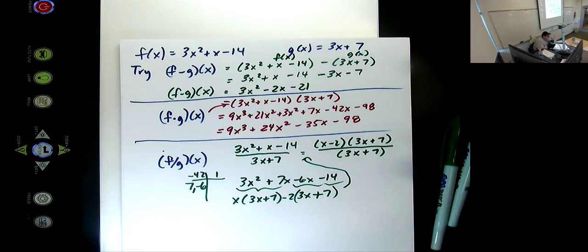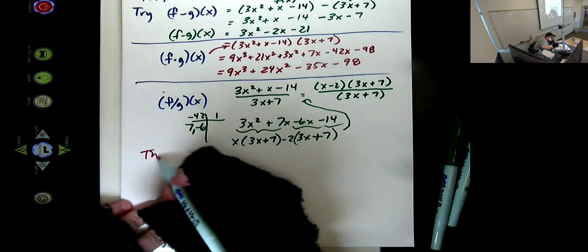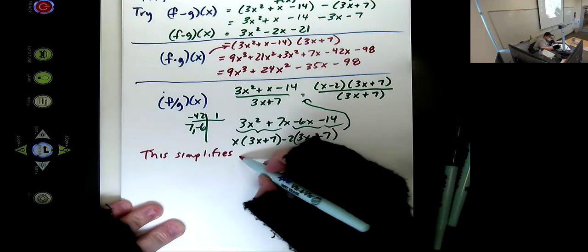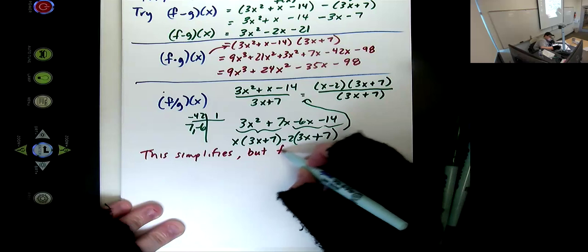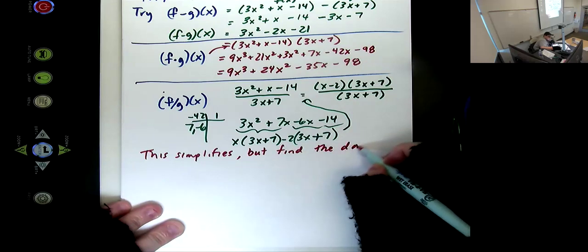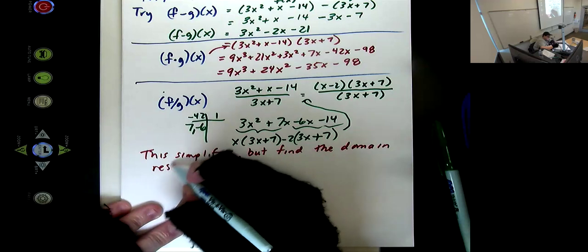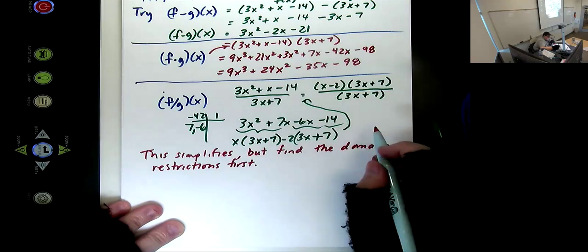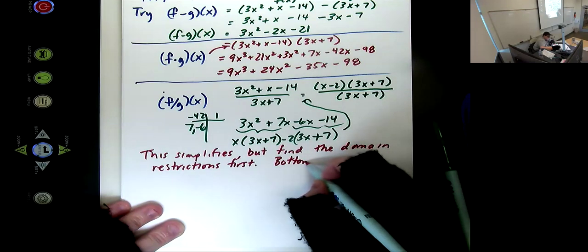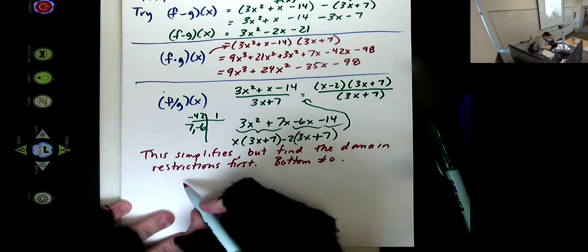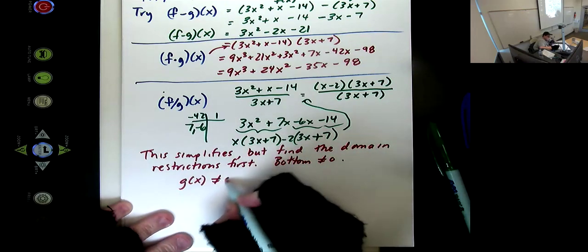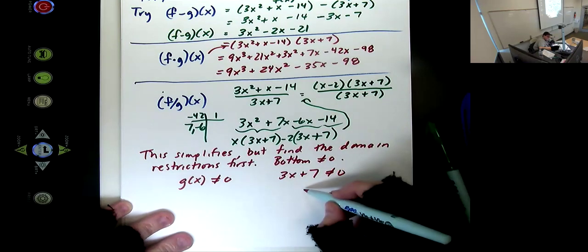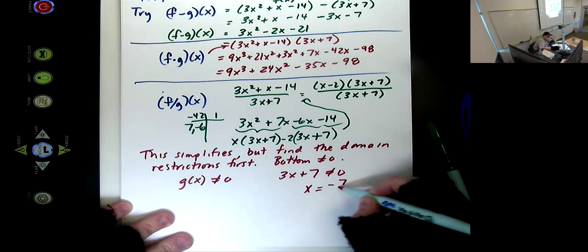This does simplify. But it's going to make something on the bottom go away. So we want to find the domain restrictions first. Bottom can't equal 0, which was g of x. G of x cannot equal 0. So 3x plus 7 cannot equal 0. And if you solve for x, you're going to get negative 7/3.